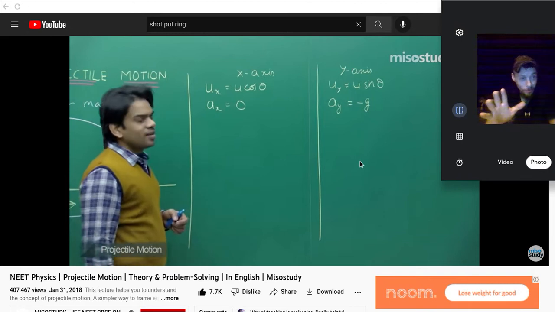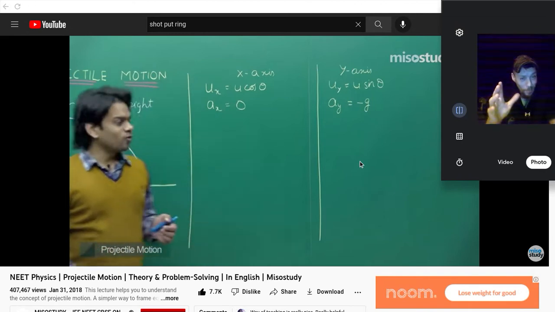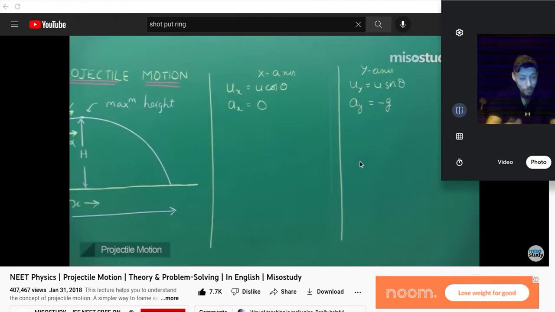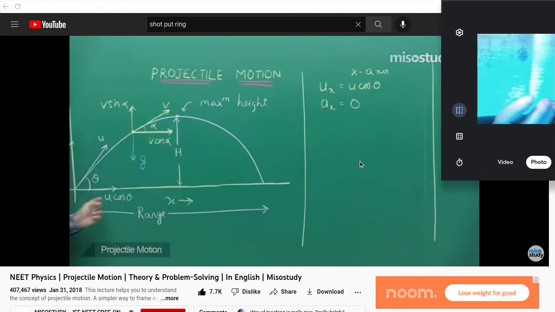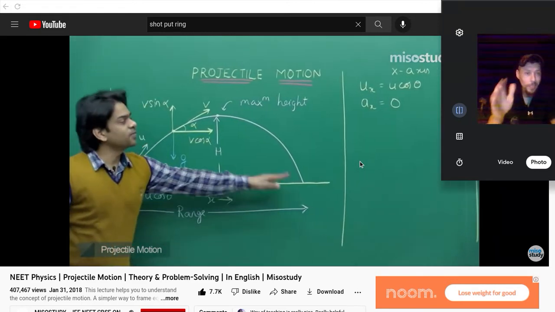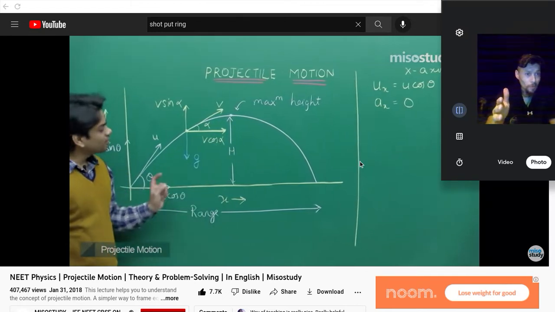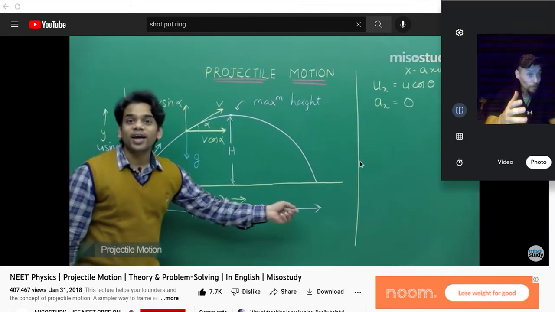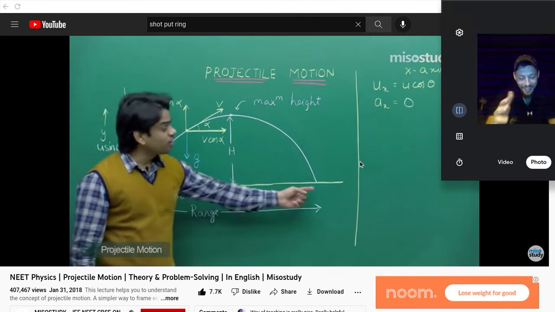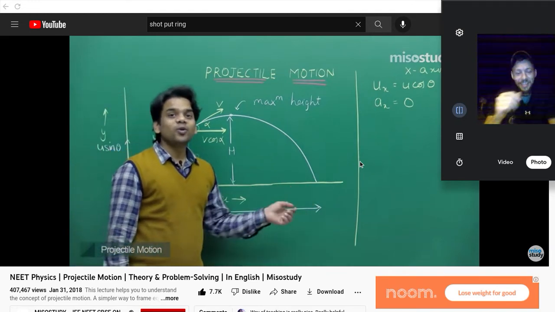Now what things can we find out from this given figure? You can see that we can find out the range of the particle, that is the maximum horizontal displacement. We can find out the maximum height during its motion. Now the third thing, we can also find out is the time of flight. How much time will it take to complete the total range of its motion?